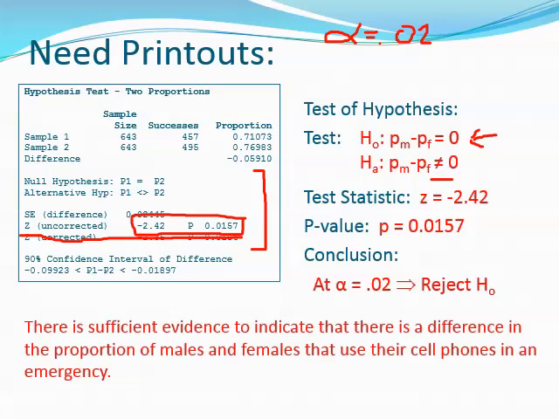There is sufficient evidence to indicate that the part after the "that" is whatever the alternative says. And here, when you have the not equal to, there is a difference in the proportion. And probably a word I could have put in there: there's a difference in the proportion of all males and all females that use their cell phone in an emergency. We're taking the sample data and we're making statements about populations. There is a difference in the population proportions.